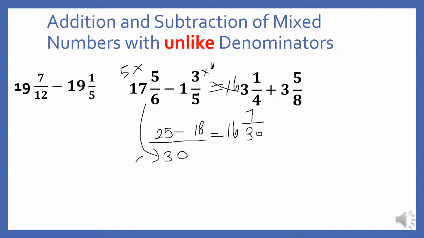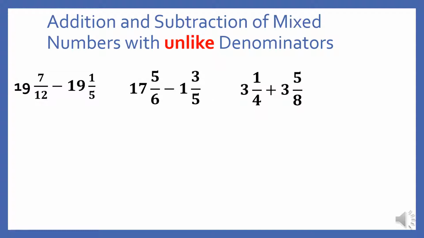Next, we have 3 and a quarter plus 3 and 5 eighths. You have the option of working out your whole numbers first or converting the mixed numbers to improper fractions. Okay, I'm going to work on my whole numbers first. 3 plus 3 is 6. I'm drawing my line here for my LCM. Now, what's the LCM of 4 and 8?